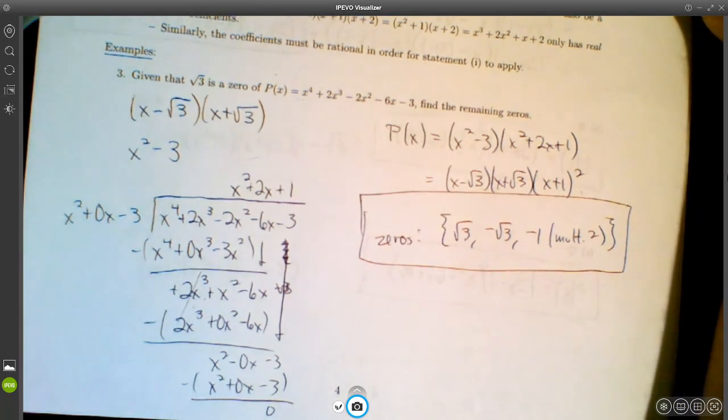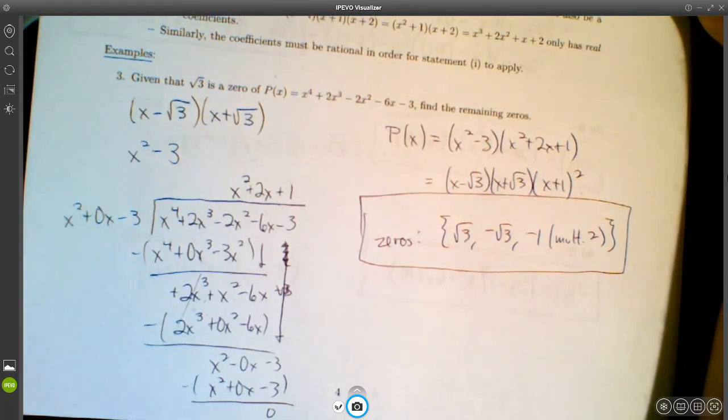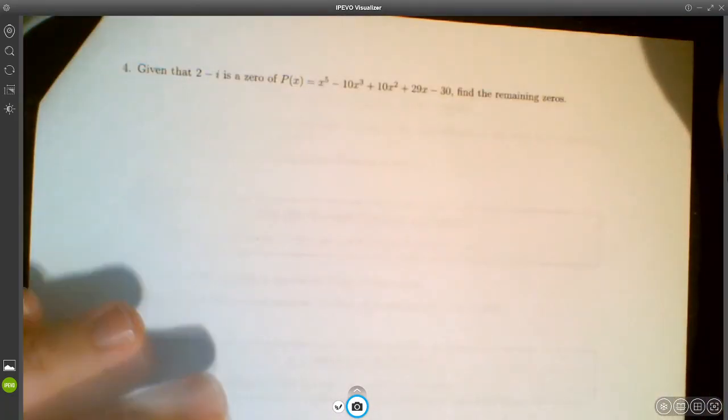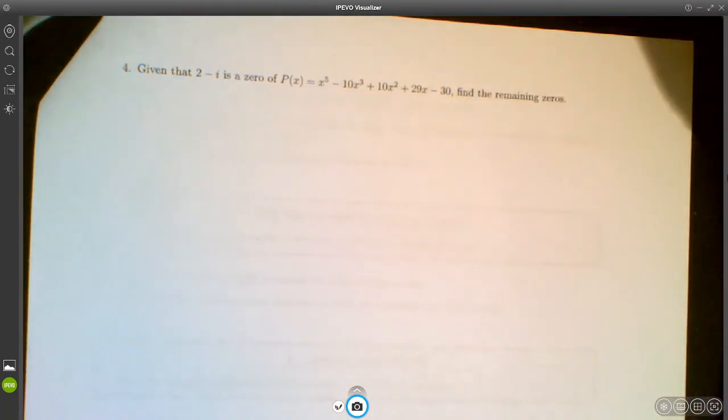Okay, so there's an example where the conjugate pairs theorem comes in handy to help us find the zeros of a polynomial. One more example of this. This one's going to be a little more complicated. It says, given that 2 minus i is a 0 of this polynomial, find the remaining zeros.